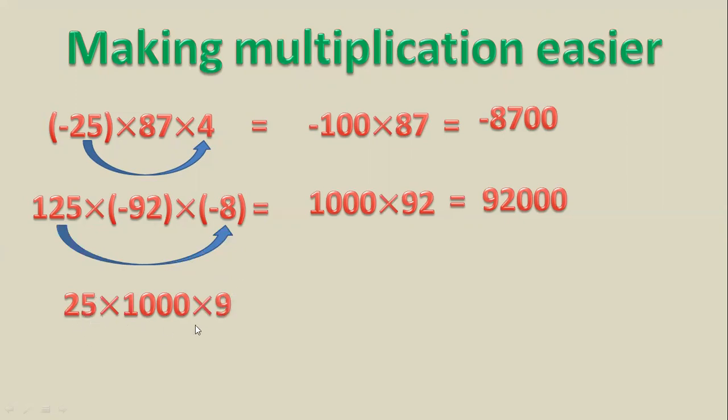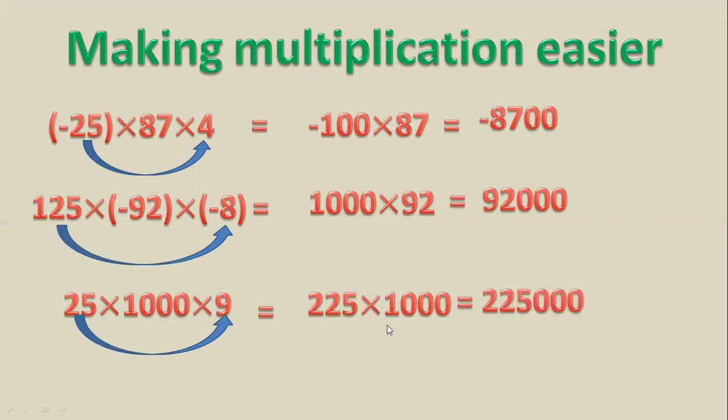Multiply this first, 25 nines are, then you can put 3 zeros at the end. 25 nines are: 9 5s are 45, 4 remains, 9 2s are 18 plus 4 is 22. 225 into 1000. 225 ones are 225, 3 zeros at the end. This is an easy way of multiplication. Learn these tricks of multiplication.